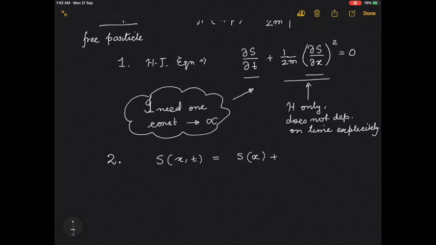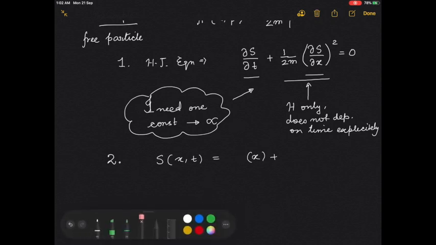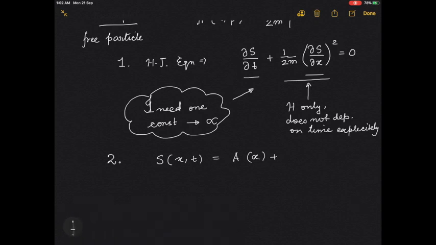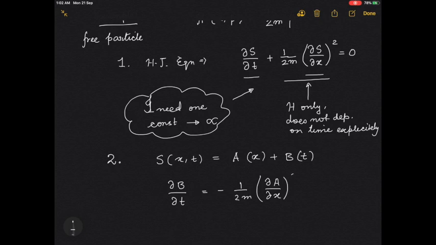So S, I do a separation of variables, in this case in a linear way. I cannot call this S because that's already there, so let's call these A and B, and you put that into your equation. So what you get is del S del t is nothing but del B del t. And let me write this on the right hand side: I have 1 by 2m, del S del x is del A del x, whole square.